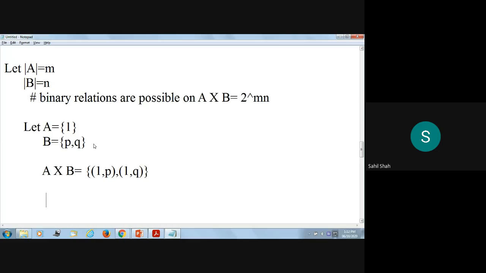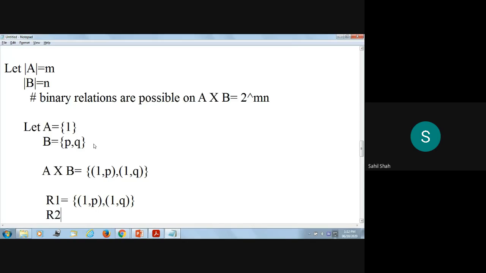Okay, how many relations can I have? R1. What is a relation? A binary relation is a subset of the Cartesian product of A and B. So in R1, I could have 1 comma P. I could have 1 comma Q.